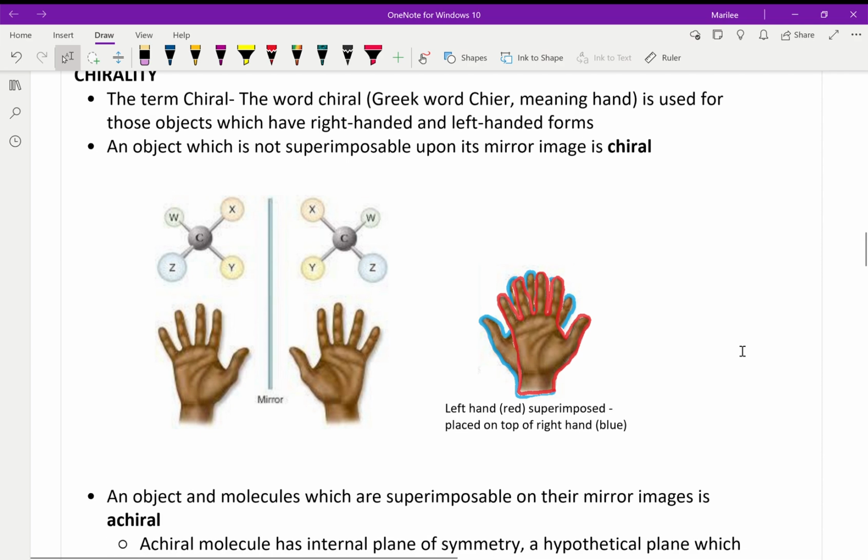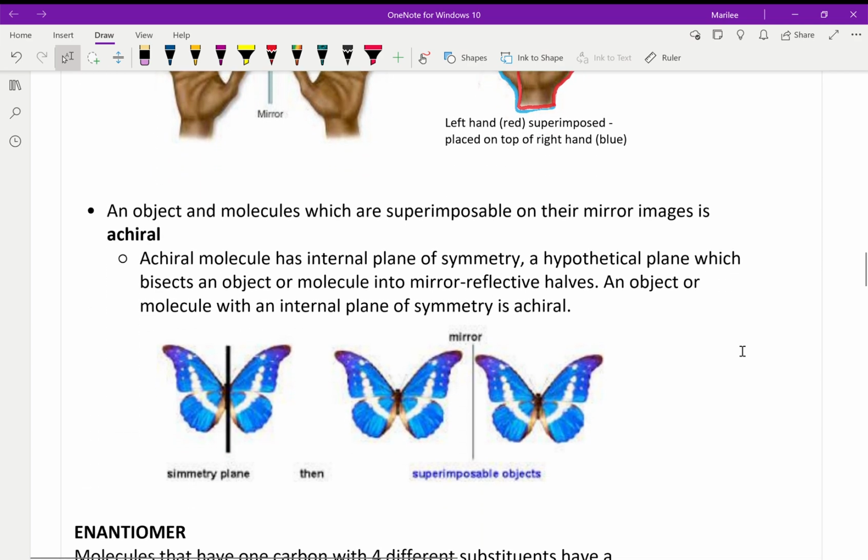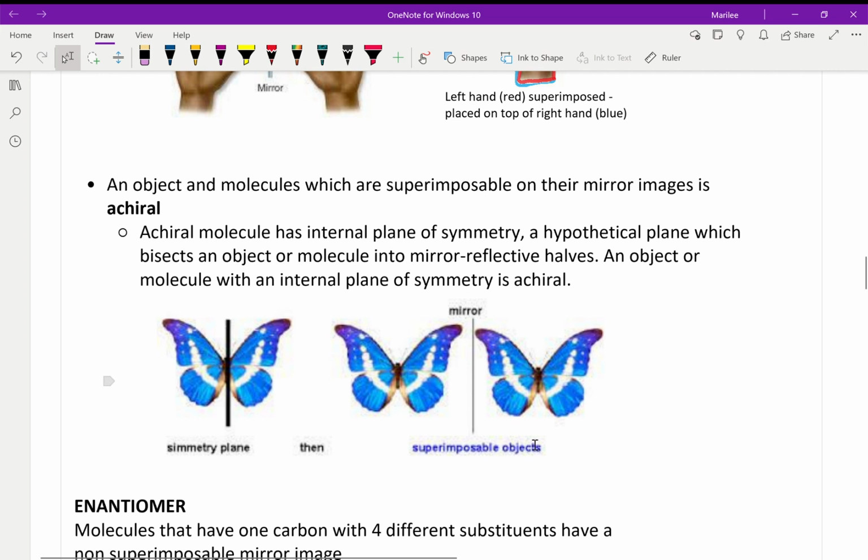But if you are able to superimpose them, for example, this butterfly image here. If we cut the butterfly in half and take the mirror image, or if we take one butterfly and place it on top of another butterfly, they're superimposable. So if they're a mirror image and they're also superimposable, then they're achiral. And when you're achiral, you have a plane of symmetry.